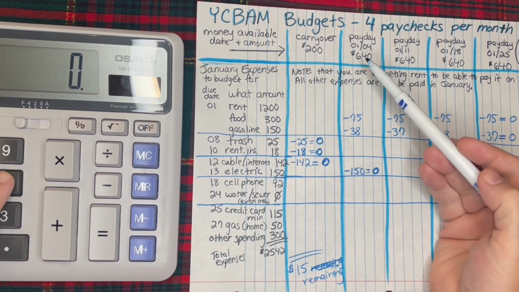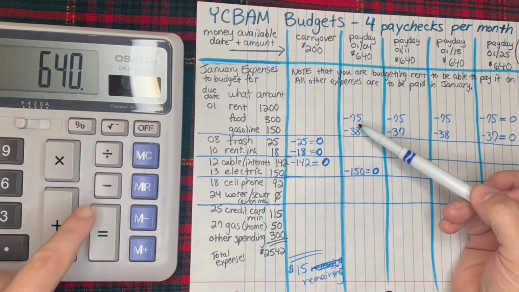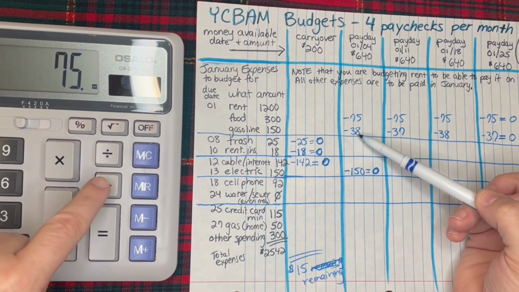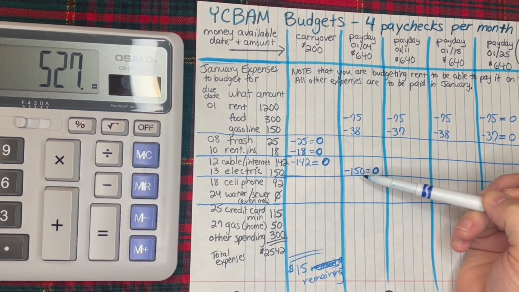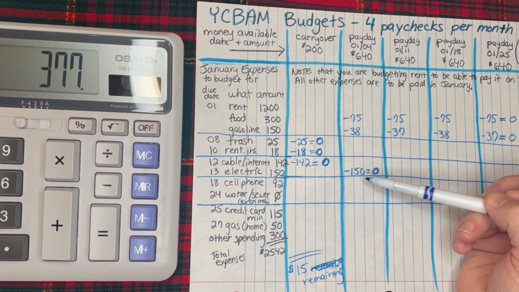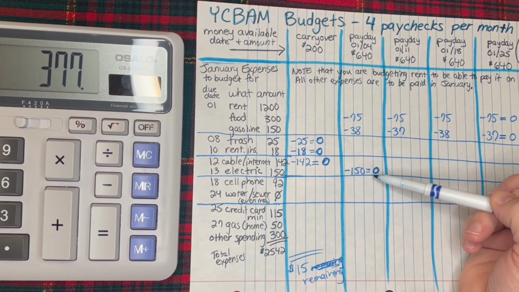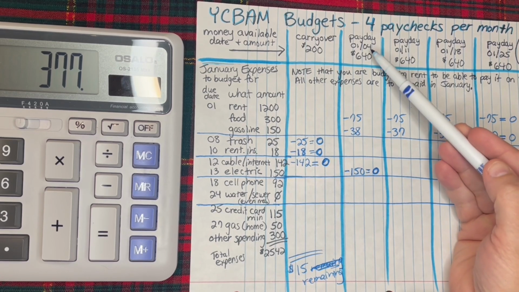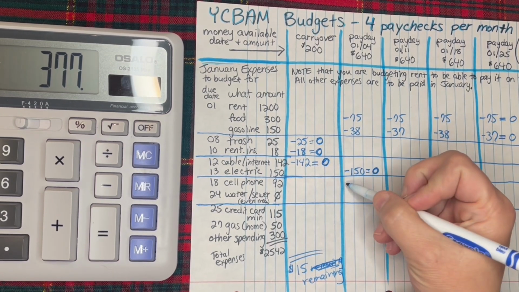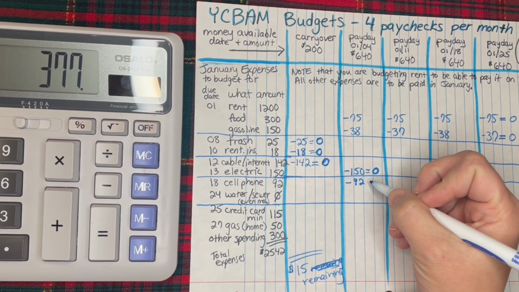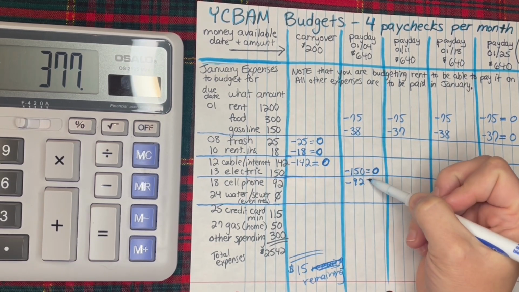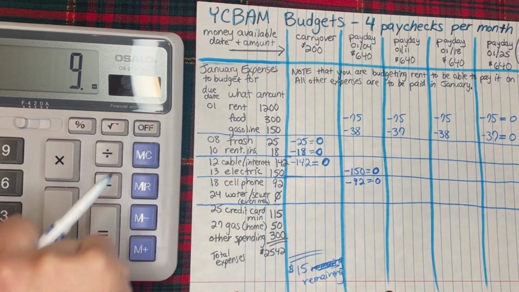And if we start with $640, and we take out $75 for food, and then $38 for gasoline, and then use $150 to pay for the electric bill, we still have $377 left from this paycheck on the 4th. So we can pay $92 for the cell phone, and 92 minus 92, there would be 0 remaining.